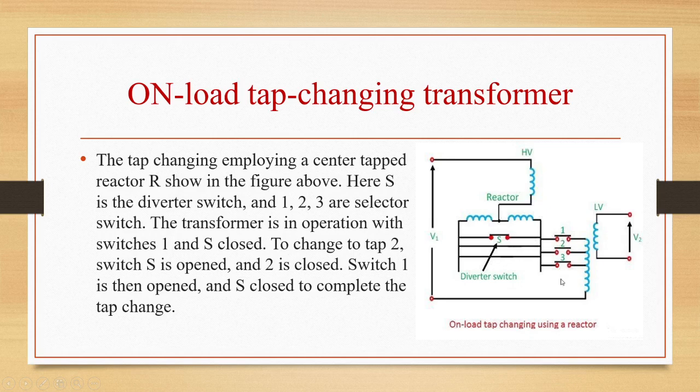Transformer is in operation with switches 1 and S closed. Now, when changing the position to tap 2, switch S is opened and 2 is closed. Then switch 1 is opened and switch S is closed to complete the tap change.